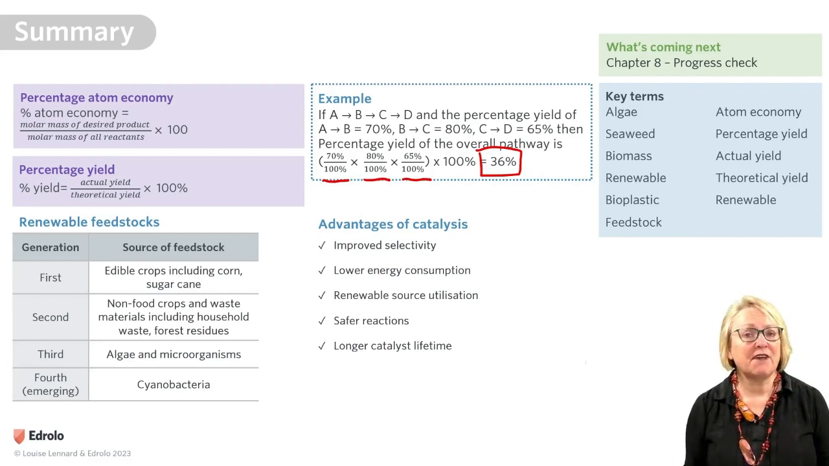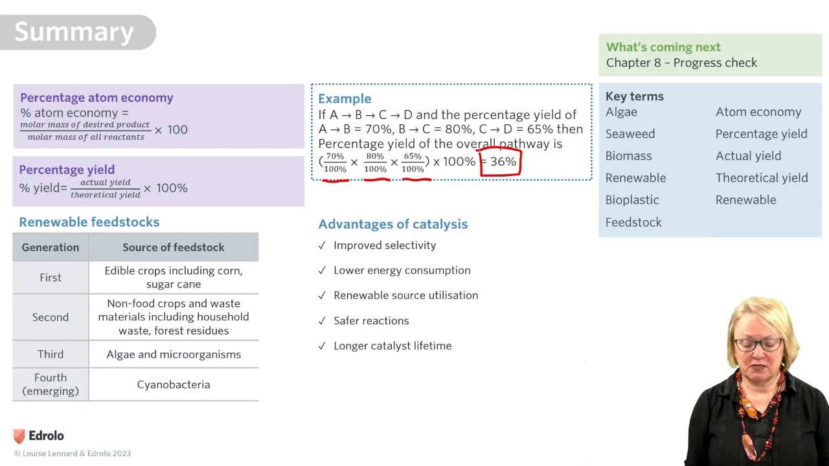There are several advantages of using catalysts in green chemistry. They include improved selectivity, lower energy consumption, renewable source utilisation, safer reactions, and a longer catalyst lifetime.